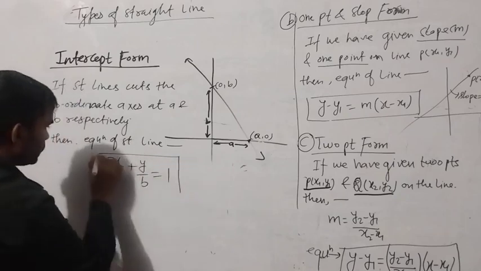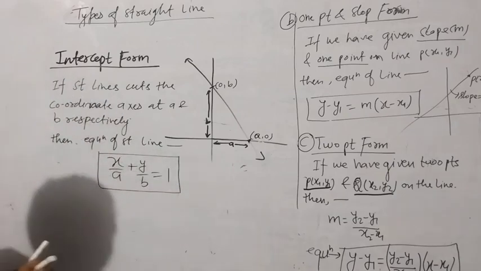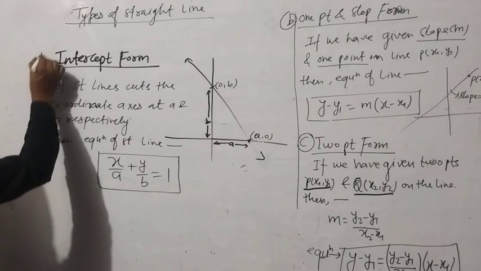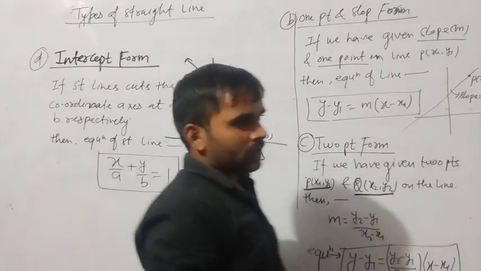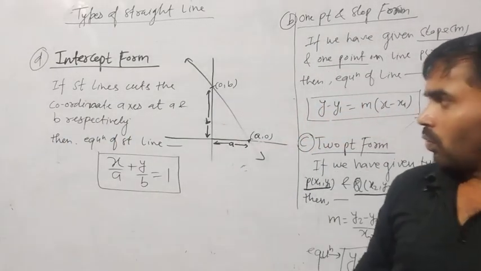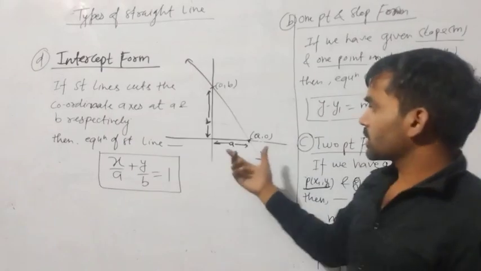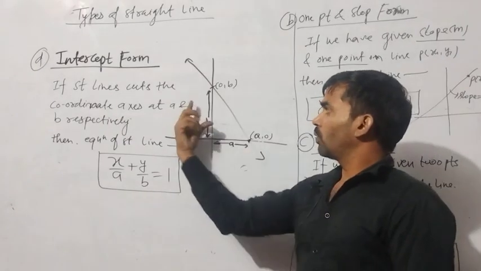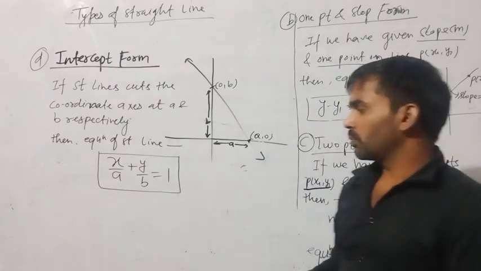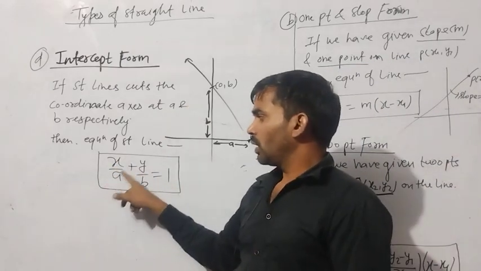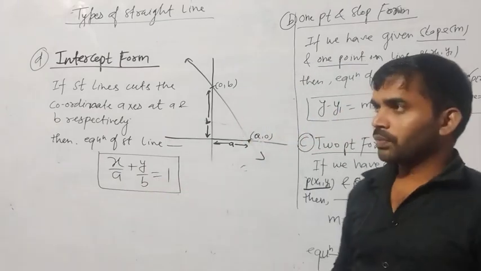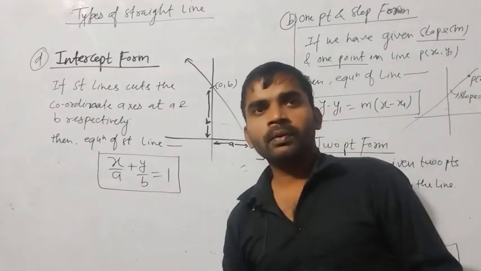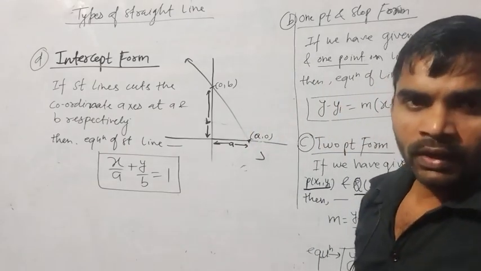Okay, so this is the fourth type of straight line. That is, if you are given the intercepts on the coordinate axes, on the x-axis A and on the y-axis B, then you can simply write x by A plus y by B is equal to 1. This is the equation of a straight line when you are given the intercepts on the coordinate axes.